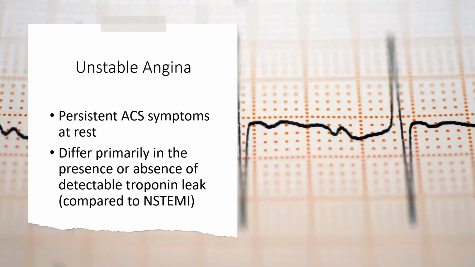So very simply, unstable angina by definition is persistent acute coronary syndrome symptoms at rest. So your chest pain, shortness of breath, exertional as well, differs primarily in the presence or absence of detectable troponin compared to NSTEMI. So really, a way you can differentiate it is if you've got signs of an NSTEMI with chest pain, then you say it's more of an NSTEMI than unstable. But not necessarily the easiest thing to separate with these two.